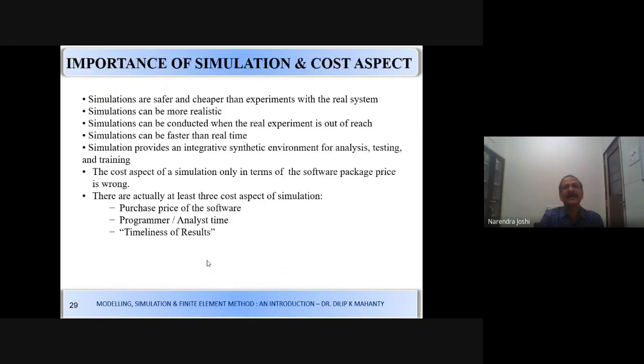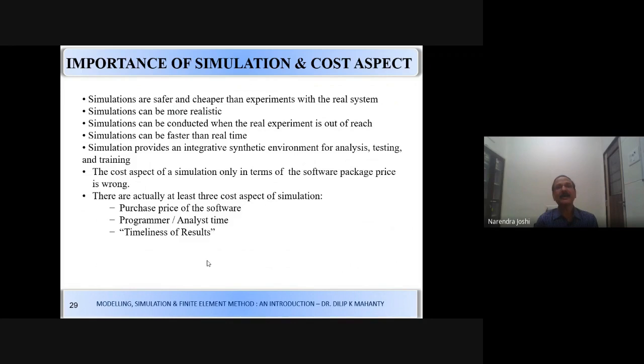Let's look at the importance of simulation and its cost aspect. It is safer and cheaper than expensive real-world systems. It can be more realistic, and can be conducted where real experiments are out of reach. I'll give you some examples of this.